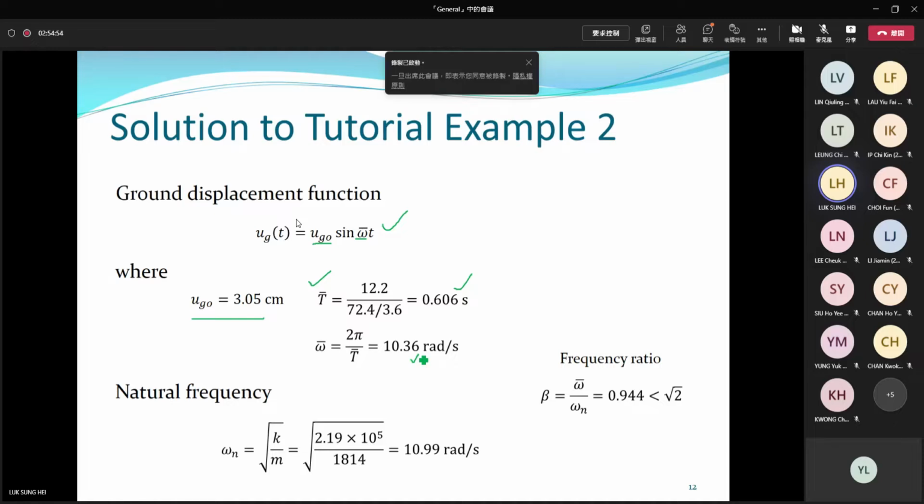10.36 radian per second. Natural frequency, by definition, we discussed this equation in topic 5, I think. Stiffness over mass gives you natural frequency. Finally, frequency ratio beta is equal to omega bar over omega n. The frequency ratio is equal to 0.944, quite close to 1.